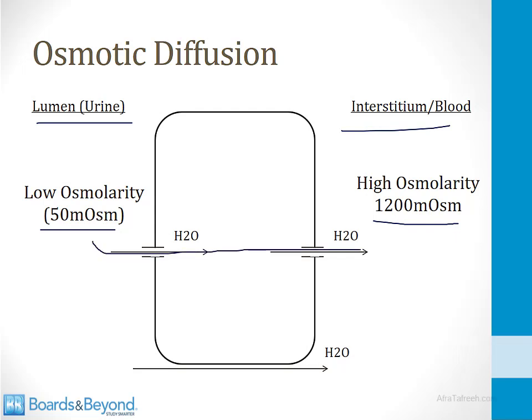It can simply diffuse into the cell and out of the cell, or it can be reabsorbed by the paracellular route. The idea here is that osmosis is a unique process to water, and anytime we create a difference in osmolarity between the lumen and the interstitium or blood, we can then reabsorb water by osmosis.